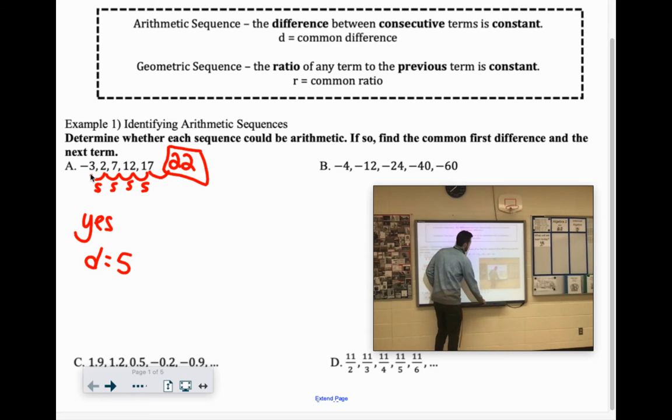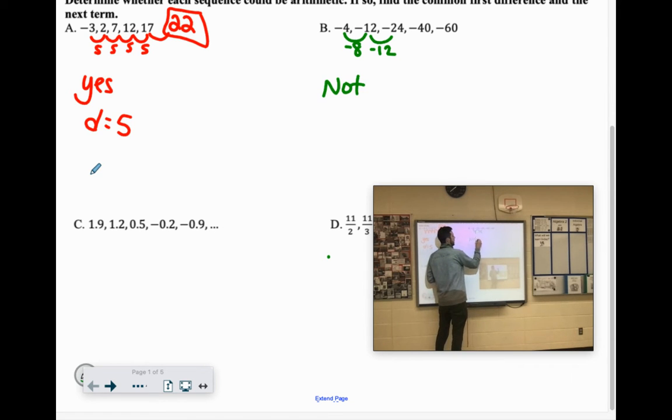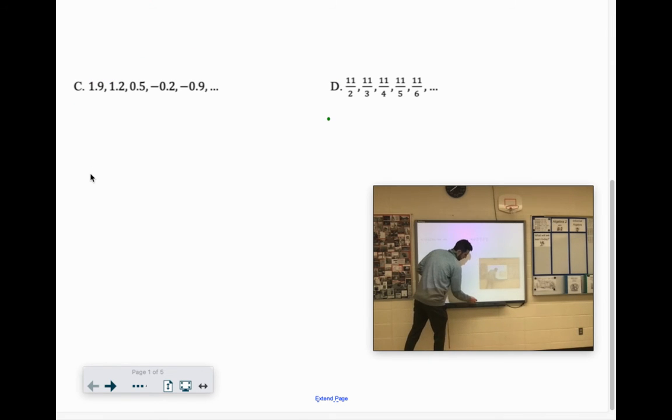Okay, B. -4 to -12 is down 8, and that's down 12. So as soon as we find a difference in there, it's not an arithmetic sequence. So we don't have a common difference, and we're not going to find the next term because it's not an arithmetic sequence. You can figure it out from the pattern, probably. Times 3, times 2. Yeah, all right. That one's not an arithmetic or geometric sequence.